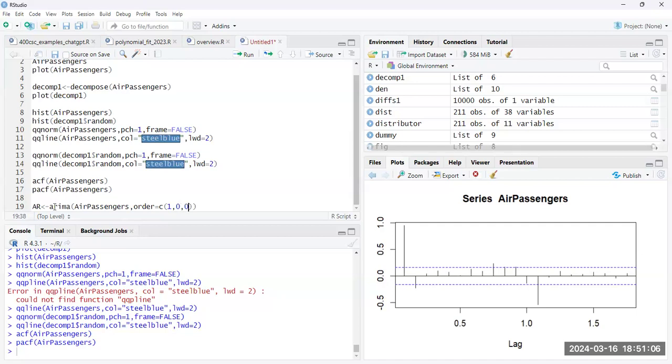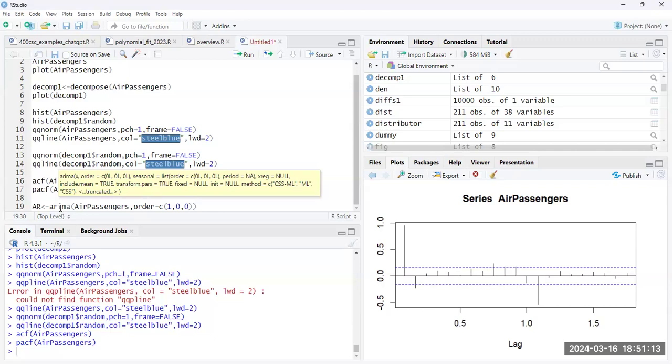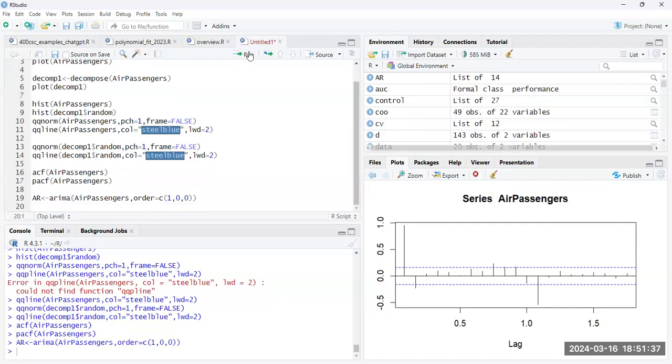So in the ARIMA model, the AR component is the autoregression component. That first number tells us how many lags there are. The I is the integrated component that tells us essentially how many times we had to do differencing in order to get to a stationary model. And the MA is the moving average component that would go in the final piece. So here we're just doing an AR1 model, autoregression with 1 lag. And then we can print the model.